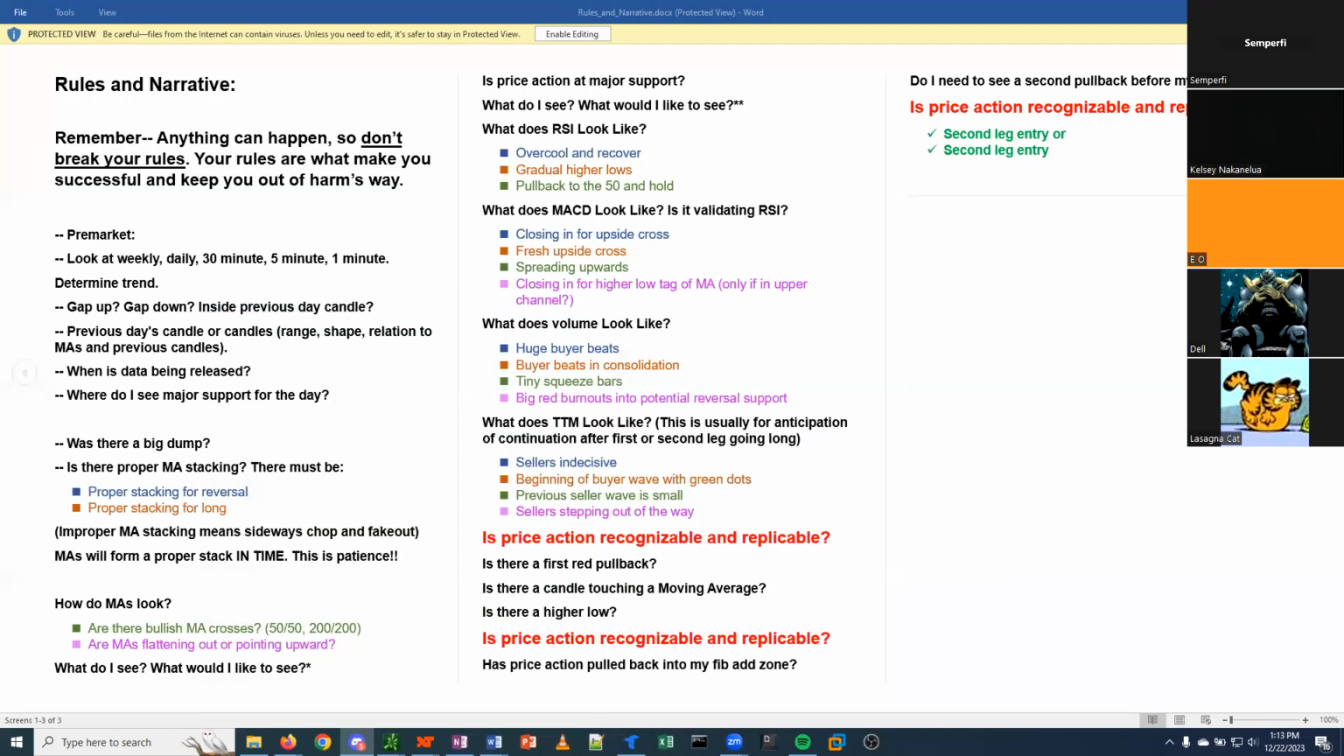Hold on a sec. So everybody, these rules are pinned on the futures chat. If you guys want to, Dell, Luna, and Kelsey, take these rules, write them or download them, and adjust them to your strategy. What you guys like to see, what you guys want to see, and narrate.